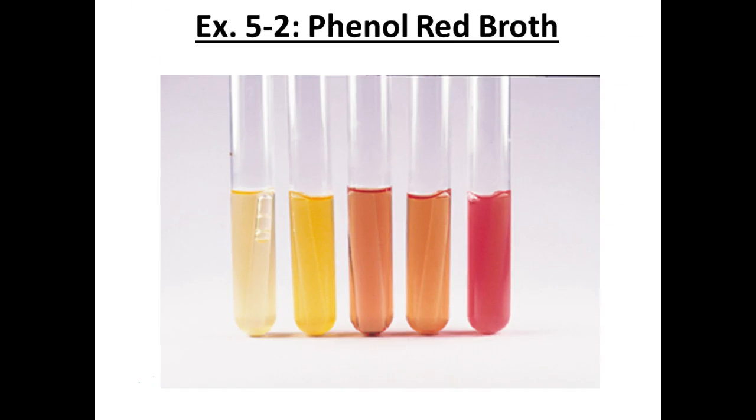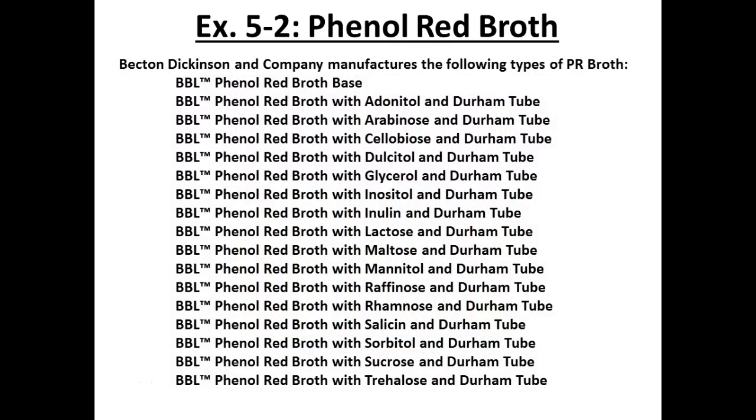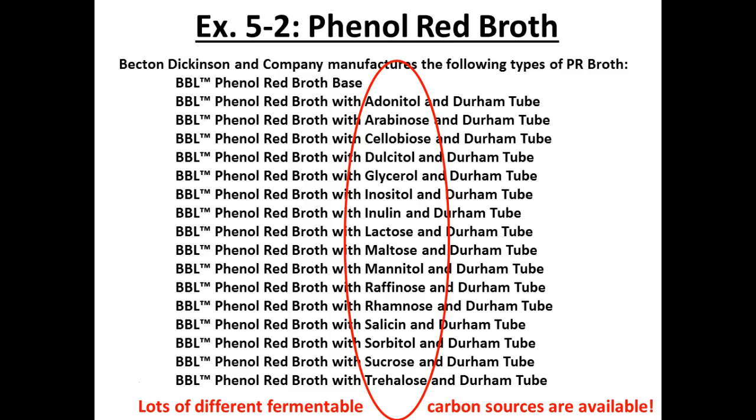So our phenol red broth. It's named this because it has the pH indicator phenol red. There's a particular way we code our results for this test. We use a base broth that has glucose already added to it. But as you can see by the manufacturer, there's a ton of different sugars you could order for testing the ability to ferment. Several different types of sugar sources out there. We, of course, are looking at glucose.